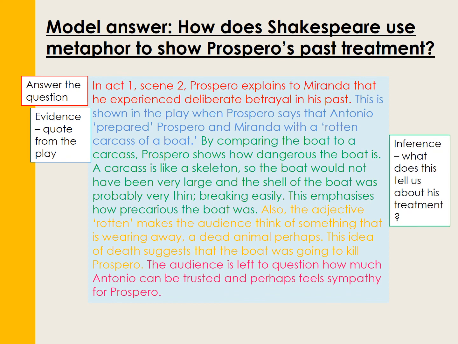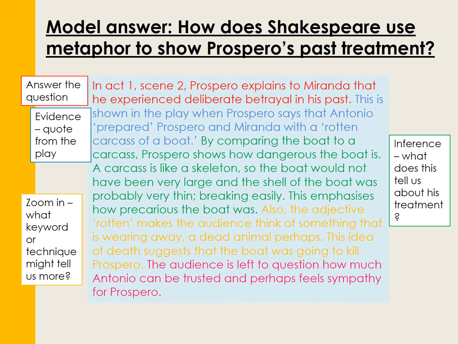Next, inference. In your inference, you have to explain what this tells us about his treatment. So you always link it back to the question. In this case, it's about Prospero's past treatment, and I've put in my example that it shows us that his boat was precarious, deliberately uneasy, deliberately thin and breaking easily. All I've done there is explain what that quote tells us about his experiences and what happened to him and what perhaps was intended to happen to him.